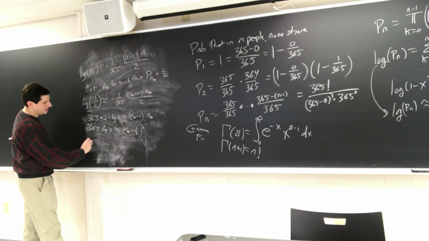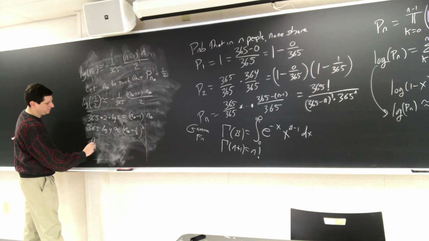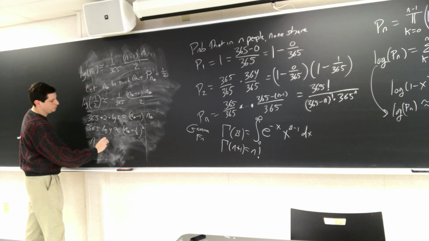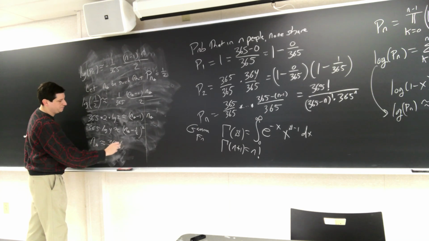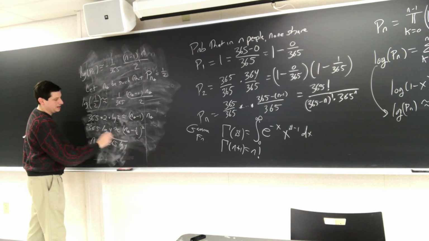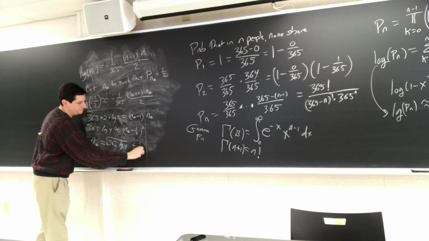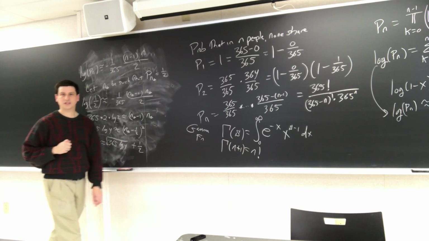So when I'm done, I get n star, my special value, triple star, is approximately equal to 365 log of 4. I have to take a square root of that, and I have to add 1/2. And that is approximately the answer.